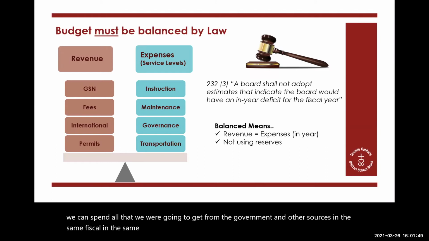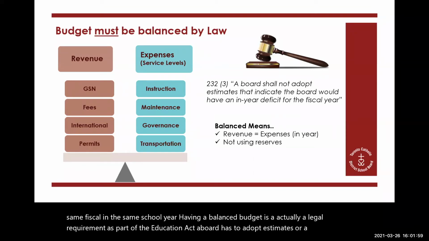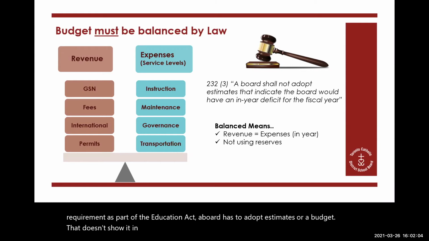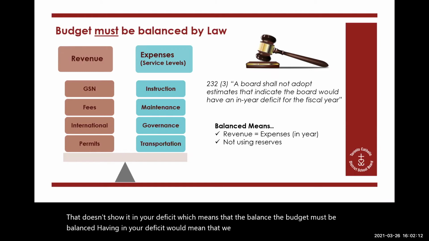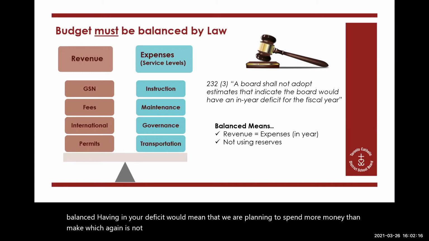Having a balanced budget is actually a legal requirement. As part of the Education Act, a board has to adopt estimates or a budget that doesn't show an in-year deficit, which means that the budget must be balanced. Having an in-year deficit would mean that we are planning to spend more money than we make, which again is not allowed. And also the other way around, we can't have a planned surplus.